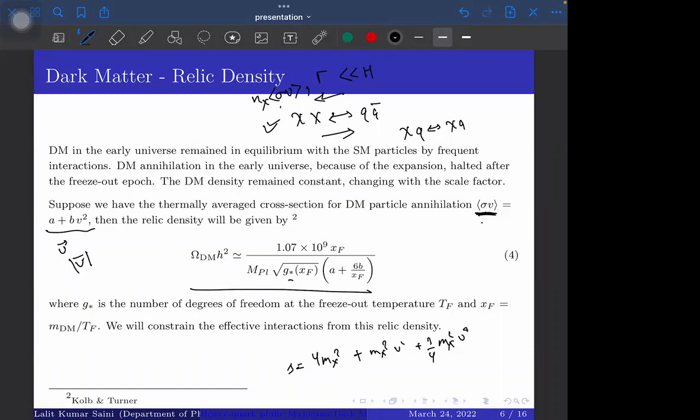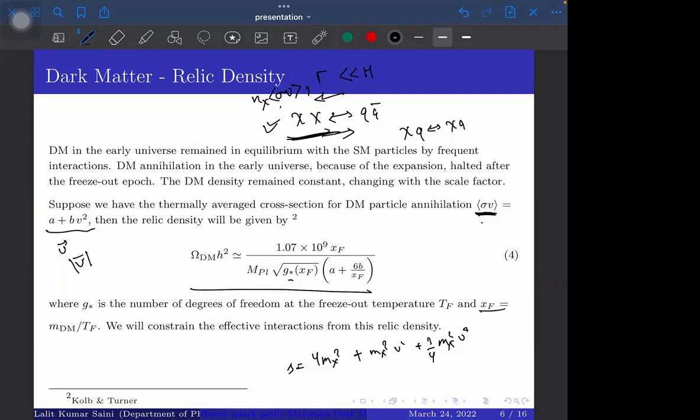So this g star F is the number of degrees of freedom at the freeze-out temperature, Tf. This is the temperature at which the reaction from chi to QQ bar stopped happening, and the number density is constant. And xF is defined like this: the mass of dark matter divided by Tf.